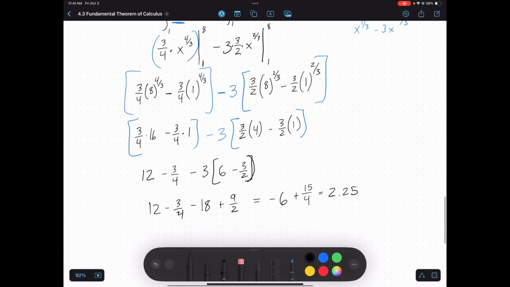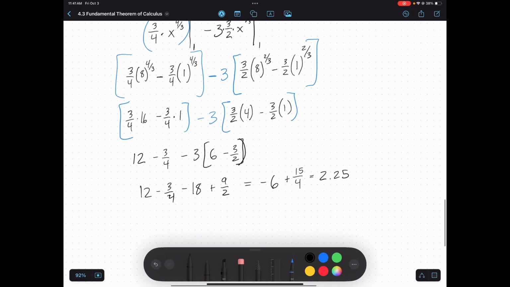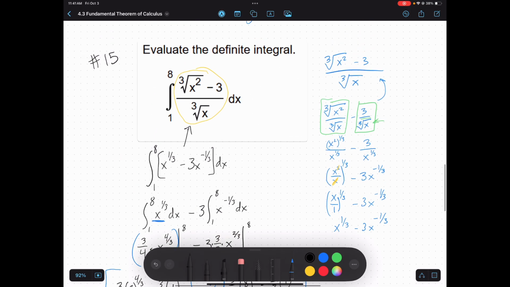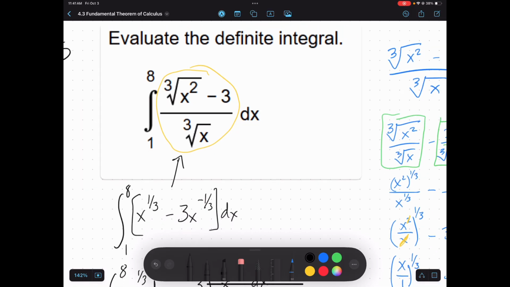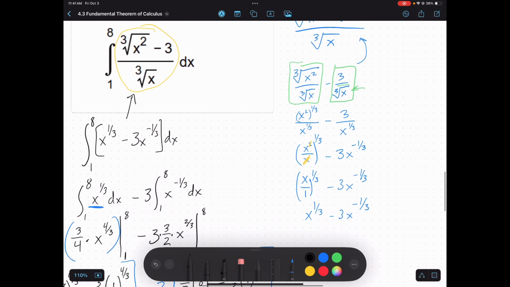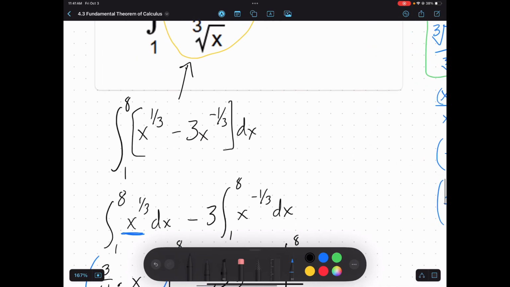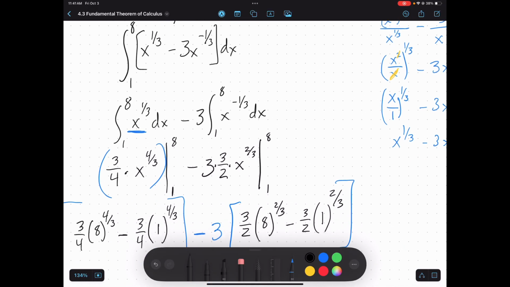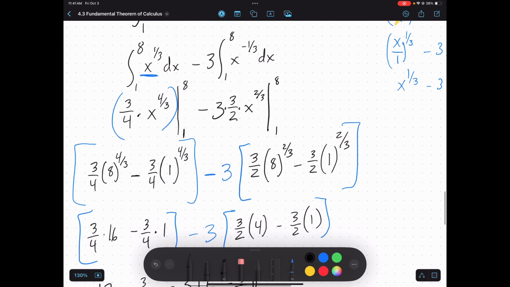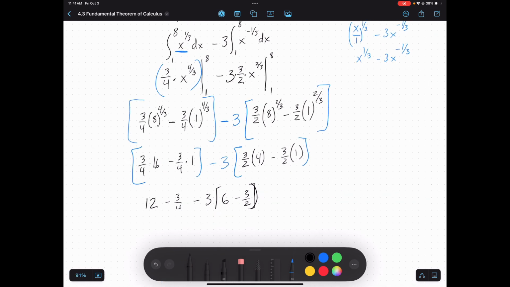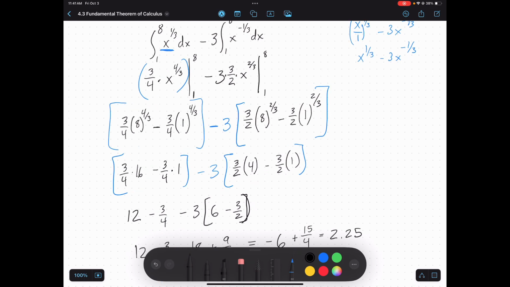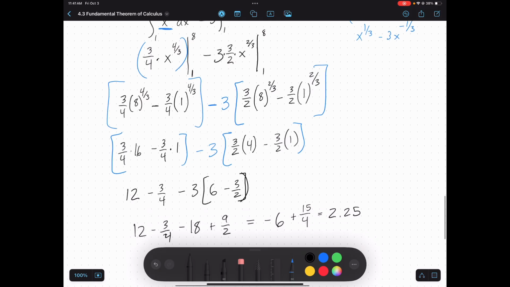So there's my answer. Just a reminder of what we did here. Because this initial function is so overwhelming, use some exponent properties to rewrite it in terms of power functions. And once you have it in terms of power functions, then I can find my antiderivative and use the fundamental theorem of calculus, right? You find your antiderivative and then you plug in both bounds and subtract those values.